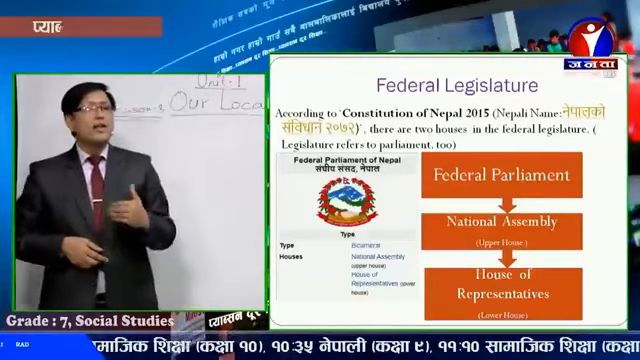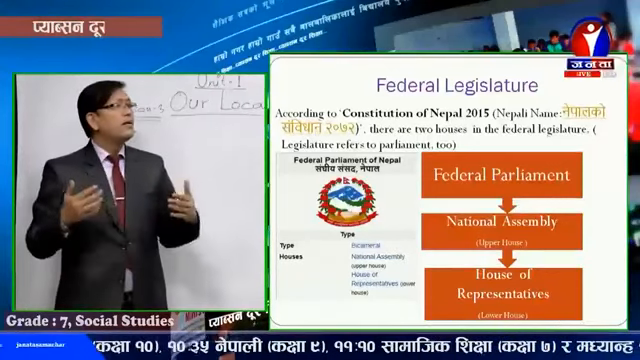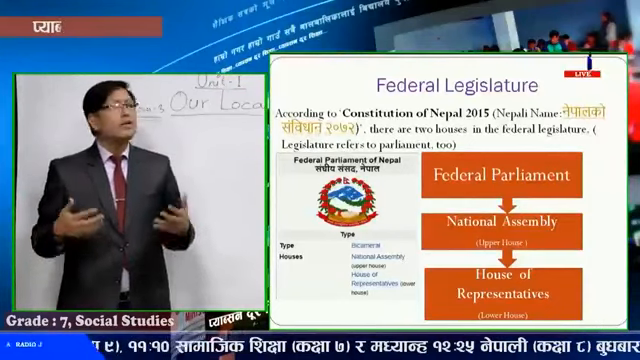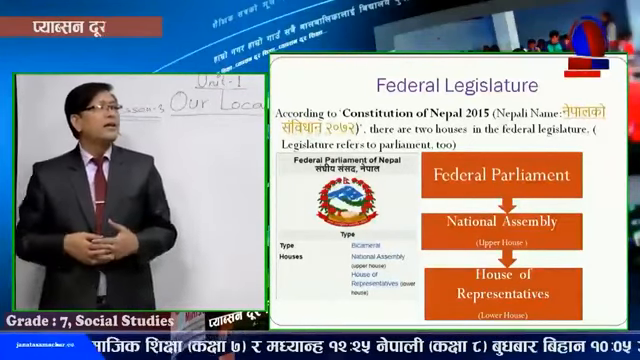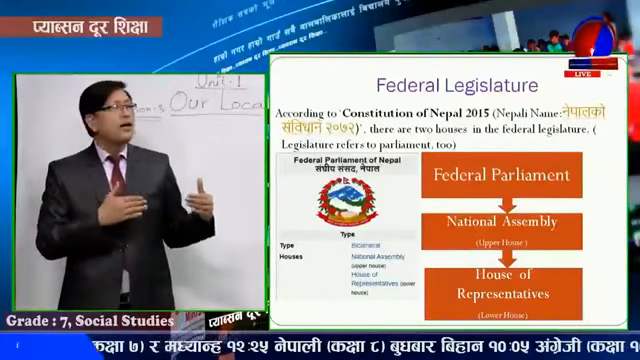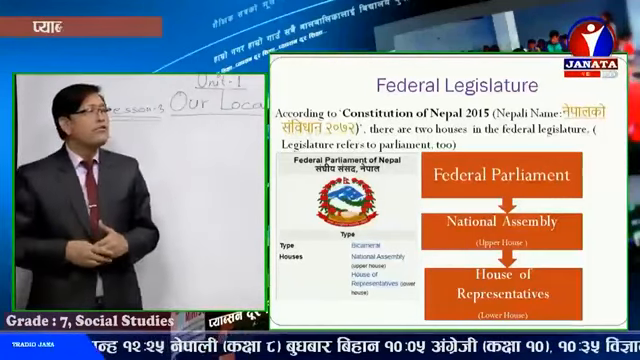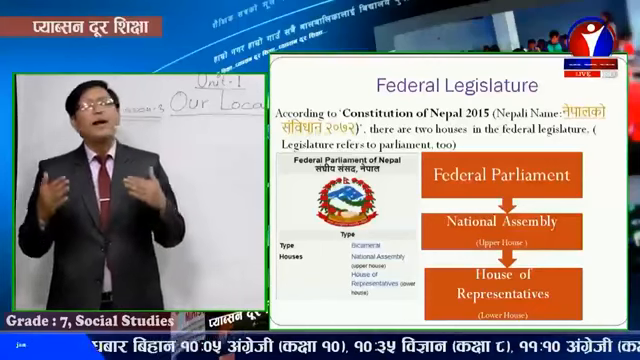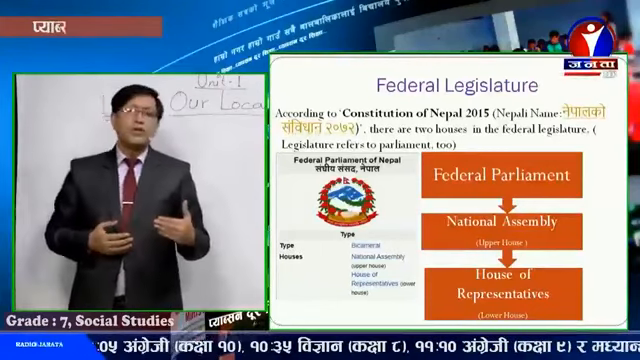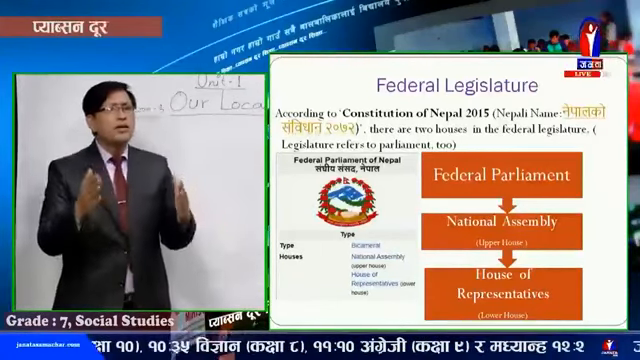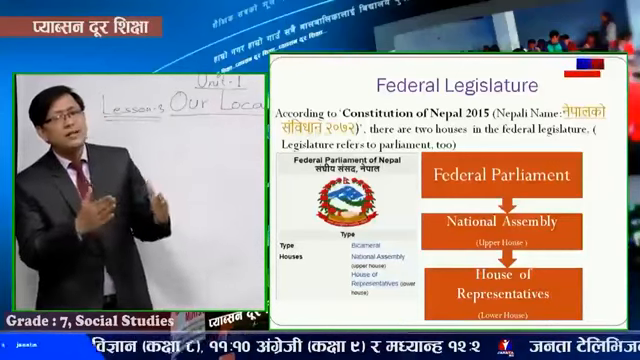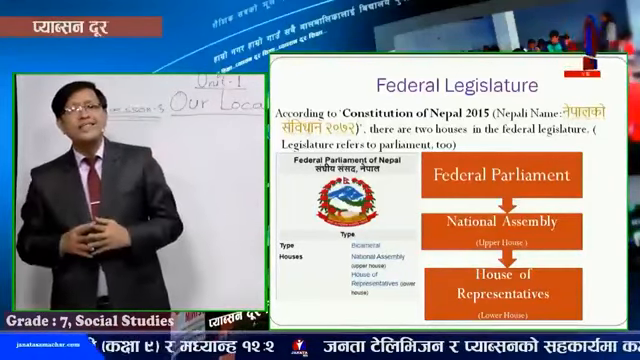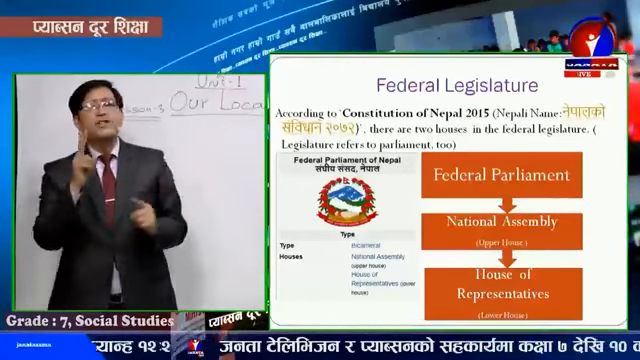Boys and girls, look at the slide and see, according to the Constitution of Nepal 2015, Nepal ko Samvidhan 2072, there are two houses in the federal legislature, boys and girls. Two houses. And legislature refers to parliament also. Sometimes you may confuse. Don't get confused, boys and girls. Legislature means parliament. All right. Look at what the two houses are. The federal parliament has two houses.